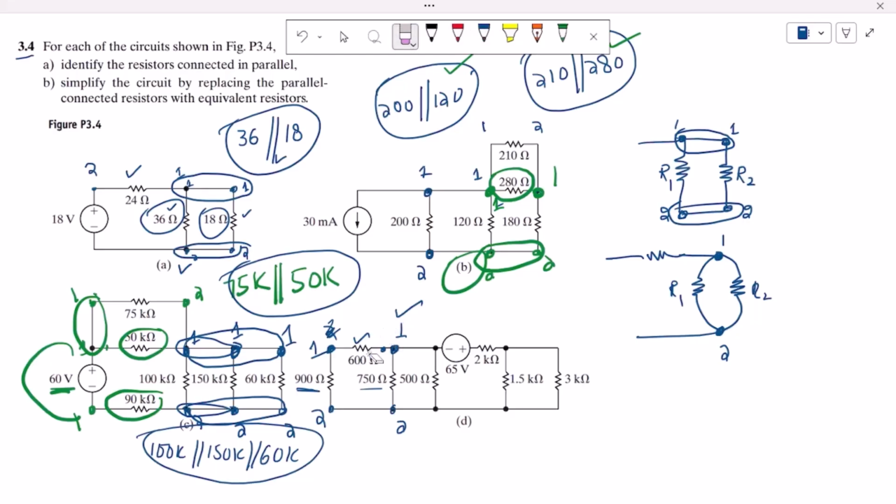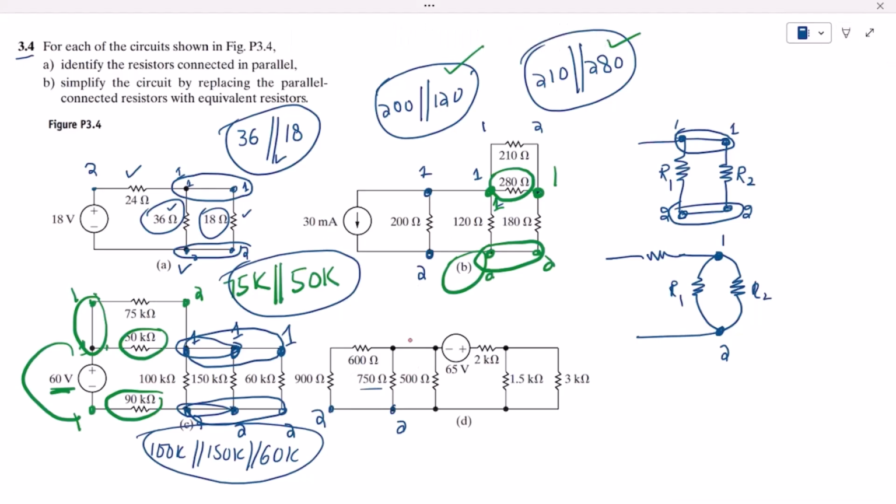Okay, so let me remove them again. Okay, and now let me use this red color for it. Okay, similarly, if this is the first and this is the second one, this is the first and this is the second one, you can see that these two are directly connected. So therefore 750 is in parallel with this 500 ohm resistor. Okay, these two resistors are in parallel with each other. Let us start from these two resistors as well. So this is 2k, this is the first and this is the second end.